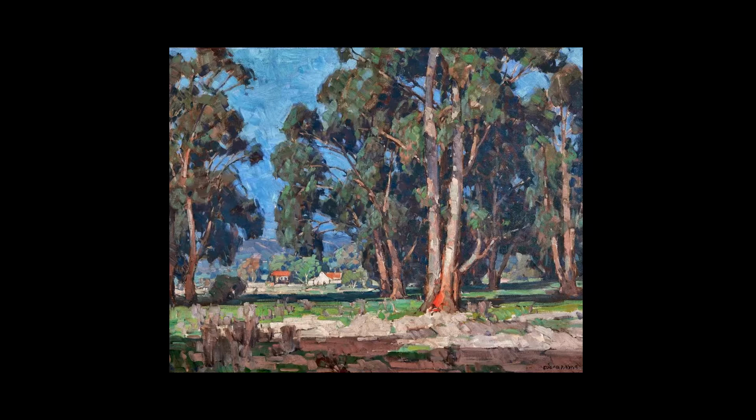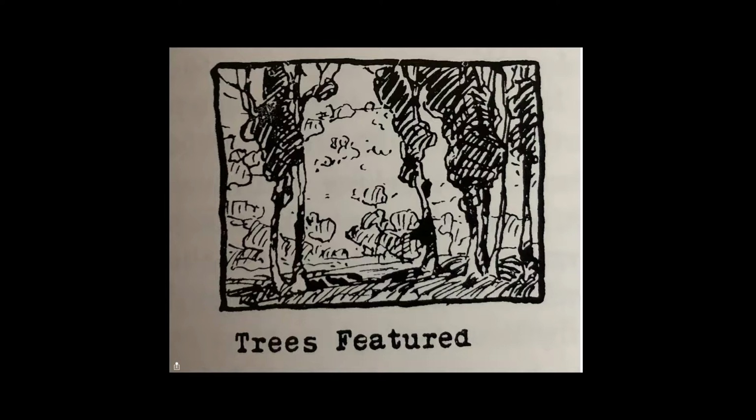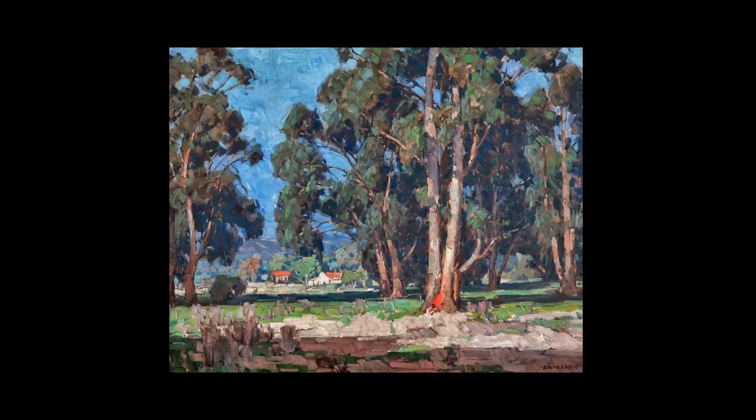I found several compositional schemes that explain the structure of this piece very well in Payne's wonderful book, Composition of Outdoor Painting. Interest within the opening, interest on circular lines, and trees featured. Composing with an O or the steelyard can also help us to understand this piece. The first thing that I did to help me sketch out this design was to divide the piece into quadrants.